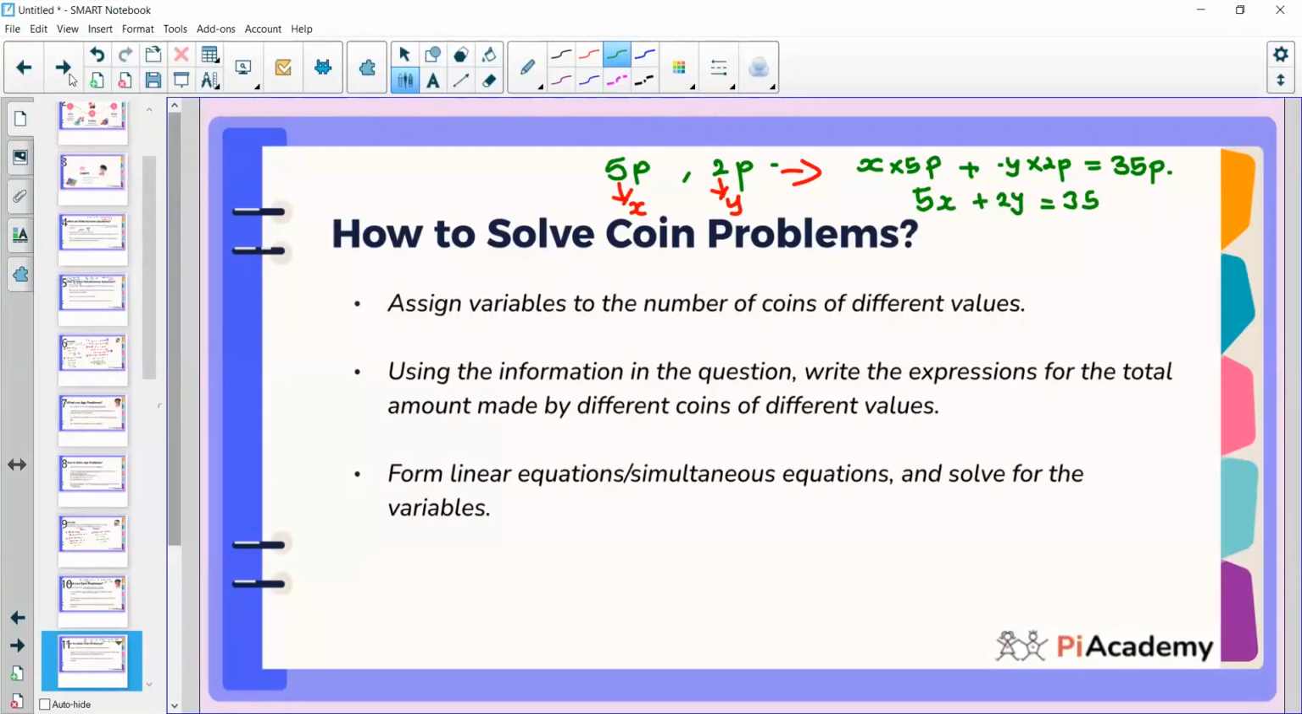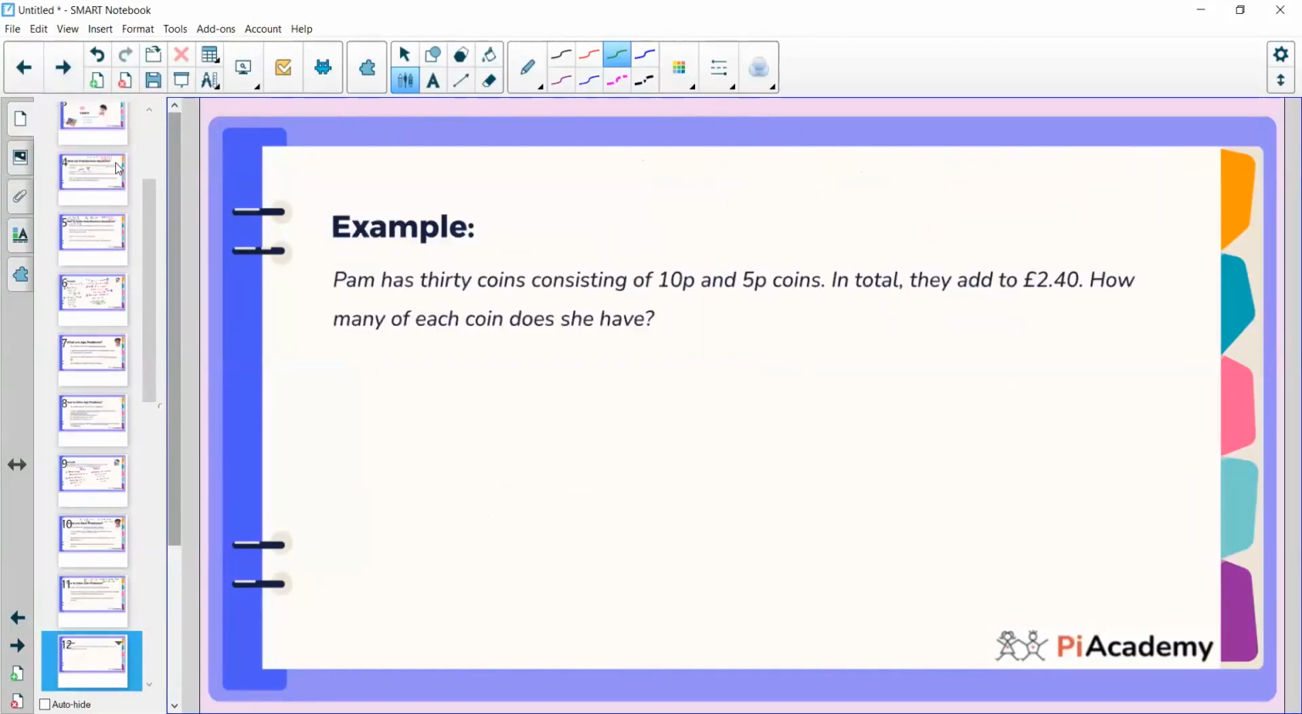Okay, so let me show you an example of how to apply these steps and solve a coin problem. So here we have the question. Pam has 30 coins consisting of 10p and 5p coins. In total, they add to 2.40 pounds. How many of each coin does she have? So this is the question. She has some 10p coins and she has some 5p coins.